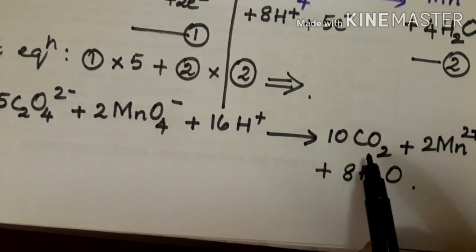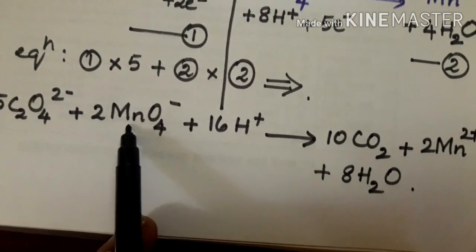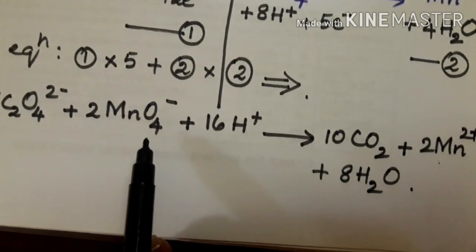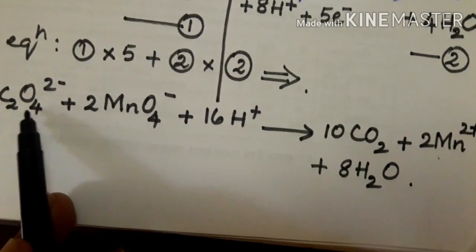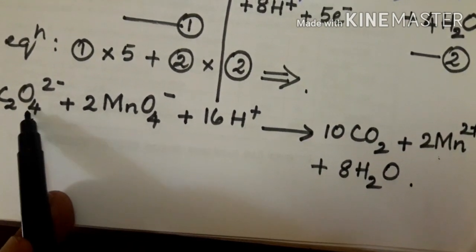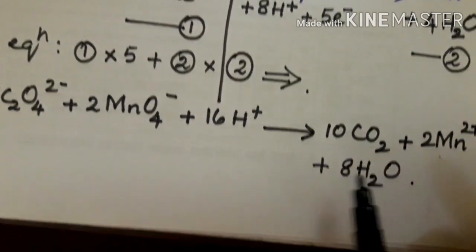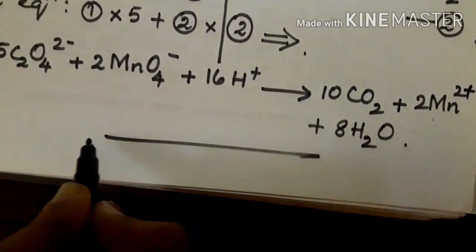5, 10. Yes. Mn, oxygens, total 8 plus 40, 20, 28. Correct. So this is the balanced equation.